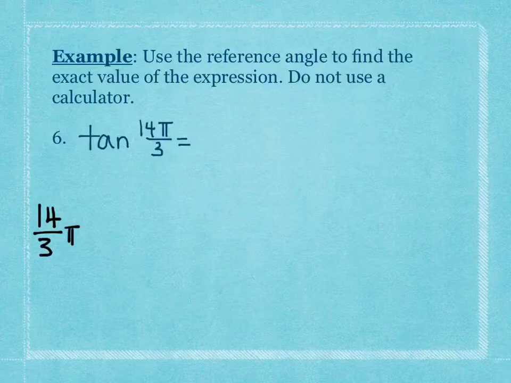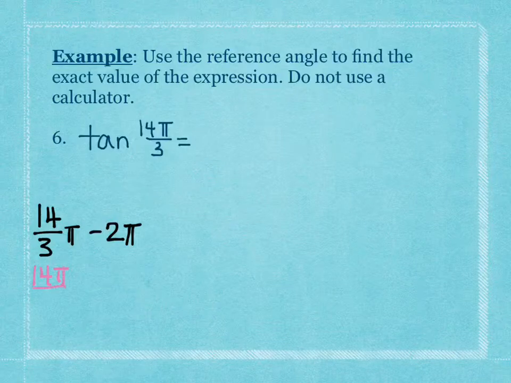And again, it's 14/3 pi. But I want to subtract 2 pi. Now, 2 pi and 14/3, in order to subtract 14/3 and 2, what do you need? Common denominator. So instead I could write this as 14 pi over 3 or 14/3 pi. And I would subtract what? 6/3 pi or 6 pi over 3, right? Because 6/3 is the same as the number 2. So if I take 14 and I subtract 6, what do I get?